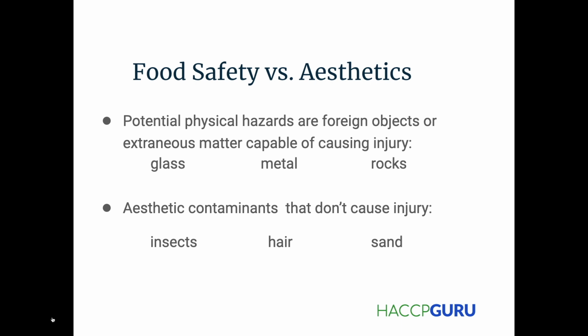And so, potential physical hazards are foreign objects or extraneous material capable of causing injury. That includes glass, metal, and rocks. There's a bunch of others, but we just didn't talk about it right now. Plastics, stuff like that. Aesthetic contaminants that don't cause injury include insects, hair, and sand. And while it may be nasty to ingest an insect or a piece of hair or sand, they don't necessarily pose a food safety risk. Just not a great experience.